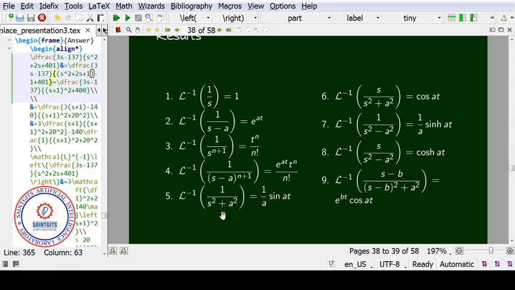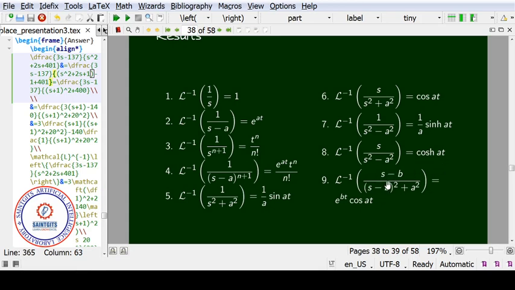In this way we can write all the formula for L inverse of 1 by s square plus a square as 1 by a sin a t. L inverse of s by s square plus a square equal to cos a t. L inverse of 1 by s square minus a square equal to 1 by a sin h a t. L inverse of s by s square minus a square equal to cos h a t.